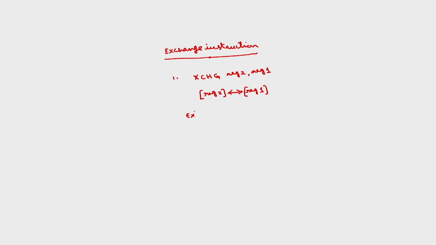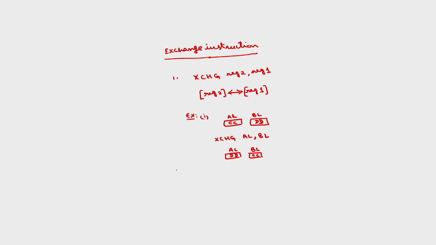If I take an example, the sizes of the registers must be the same; both can be either 8 bit or both can be 16 bit. So if AL contents are CC and BL contents are DD, and I write XCHG AL comma BL, after this instruction AL contains DD and BL contains CC. This is a simple operation. These two contents will be exchanged. Similarly, you can write it with 16 bit registers also.